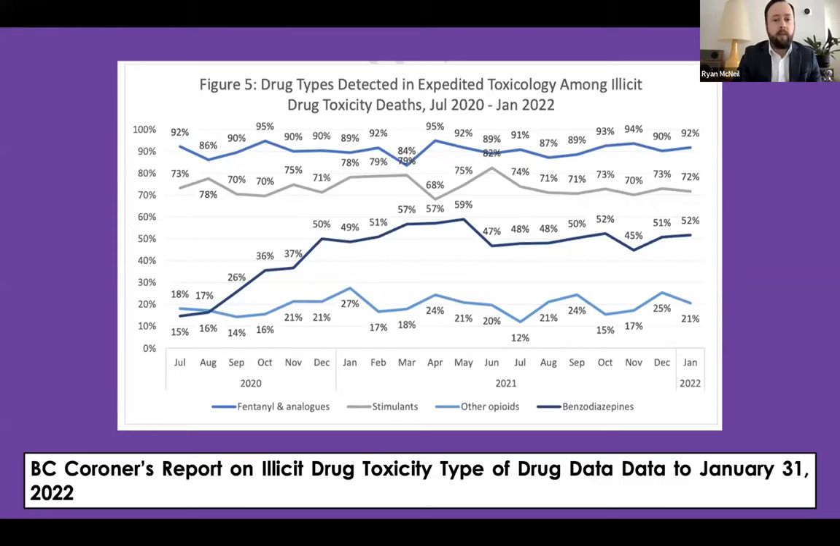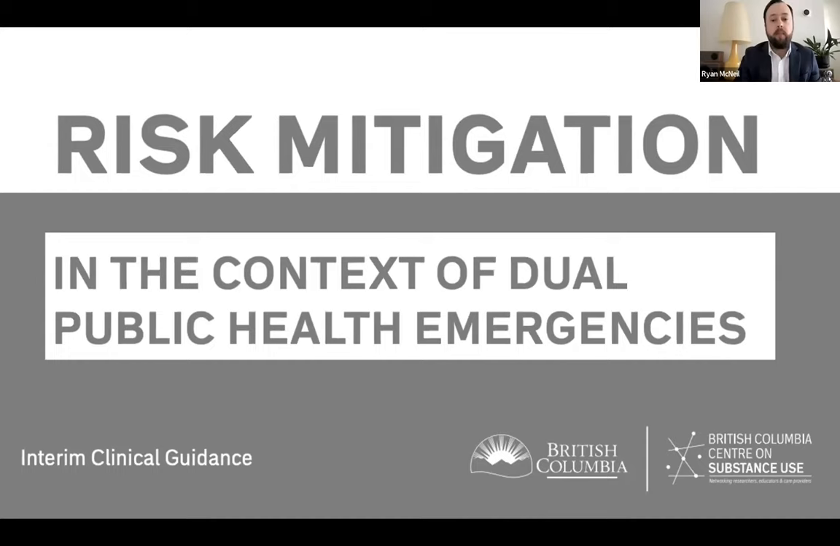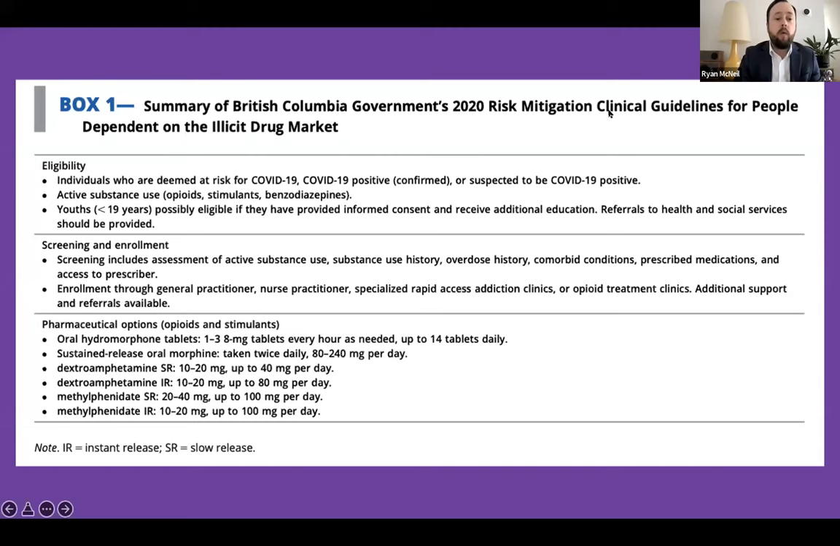So when COVID hit, it was occurring alongside an existing emergency, the overdose crisis. And there was basically an identified need to act to address the harms driven by the toxic drug supply. And so a group in British Columbia from the BC Centre on Substance Use and with the provincial government and other partners that included people who use drugs developed risk mitigation guidelines in the context of dual public health emergencies to facilitate the prescribing of alternatives to a highly toxic drug supply, and very specifically to facilitate access to prescription opioids and stimulants to provide people with alternatives to street drugs.